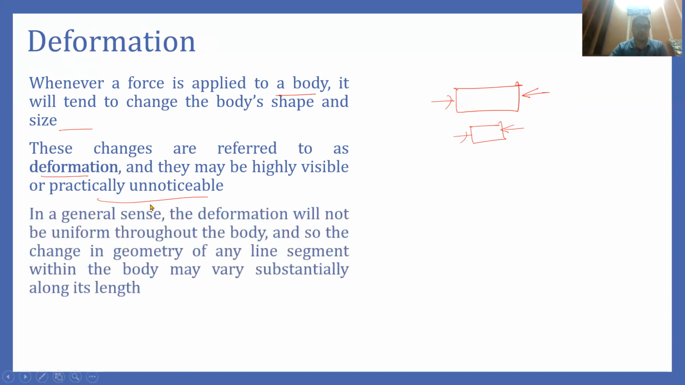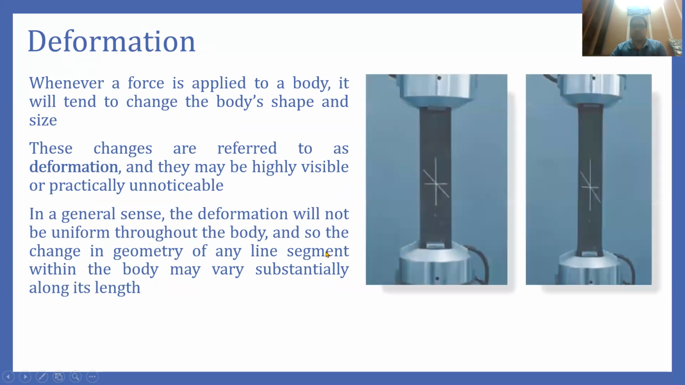In a general sense, deformation will not be uniform throughout the body. Again, it is dependent on the body, or the material of which the body is composed. So the changes in geometry of any line segment within the body may vary substantially along its length. Now, we will understand this with the help of an example. Here in this photo, you can see there is this body which is subjected to a tension force.